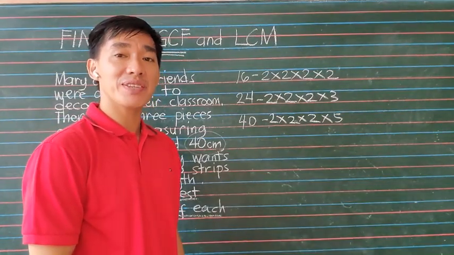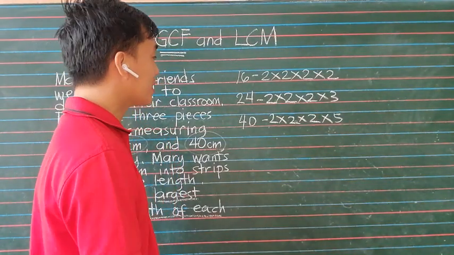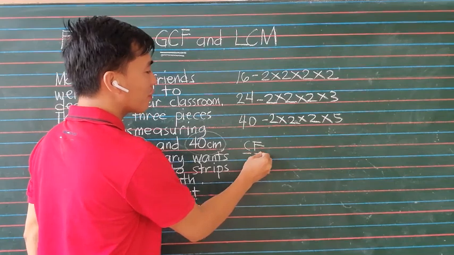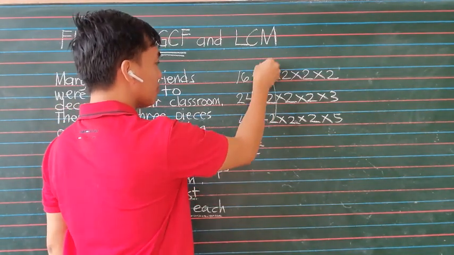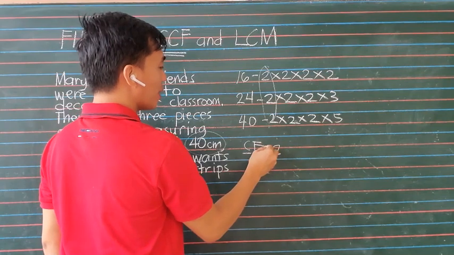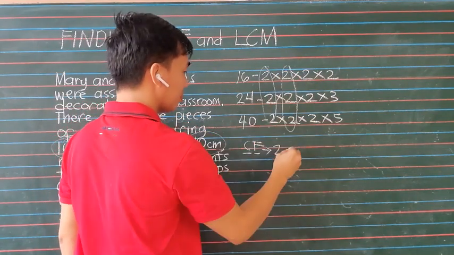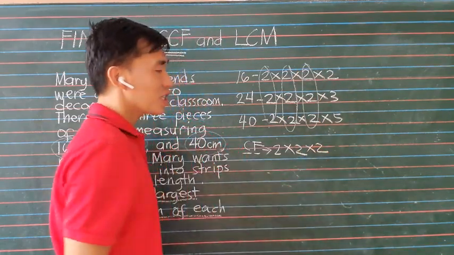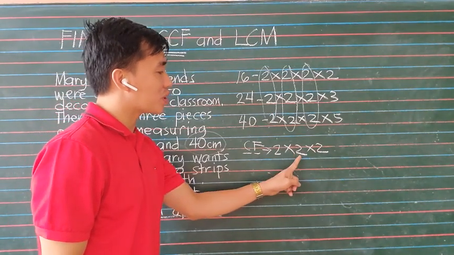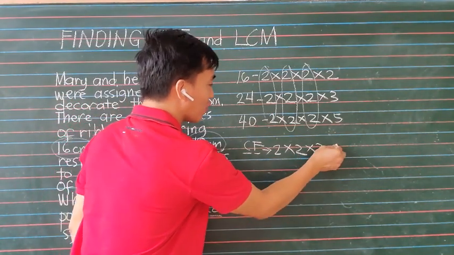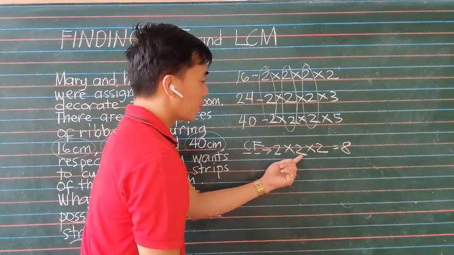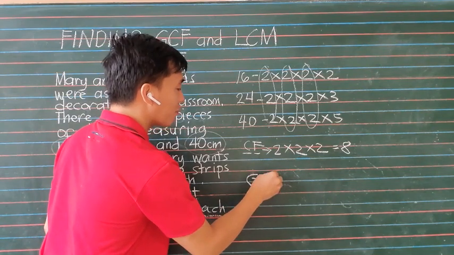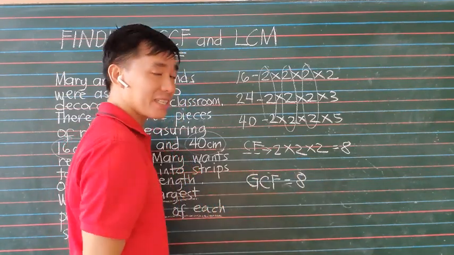After getting their prime factorization, the next thing that we have to do is look for the common factors. They are common with 2. They are common with another 2. They are common with another 2. So their common factors are 2 times 2 times 2, which is equal to 8. 2 times 2 is 4, times 2 is 8. Therefore, their greatest common factor, or GCF, is 8.